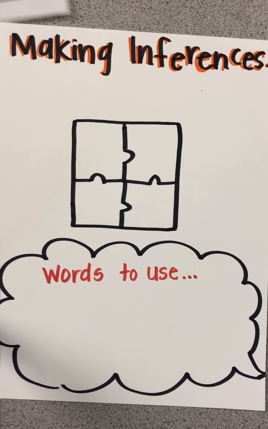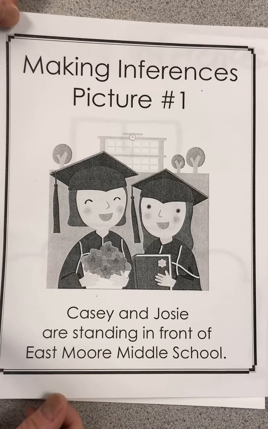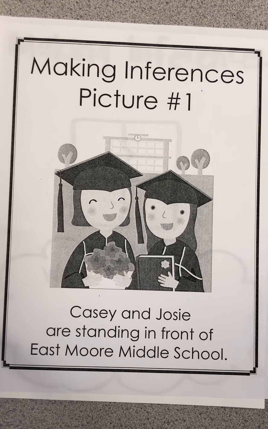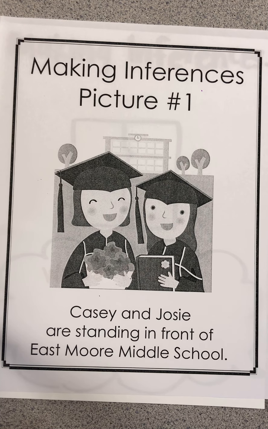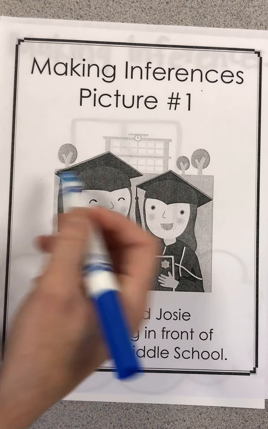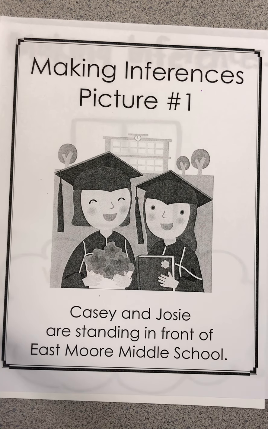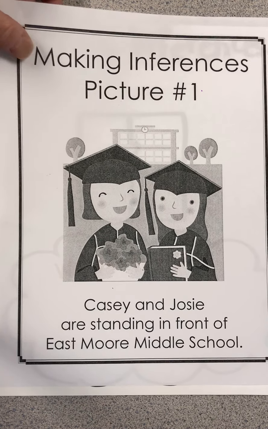Let's look at this picture, for instance. It says Casey and Josie are standing in front of Eastmore Middle School. Here's their picture. So what can you infer from this picture? What can you look at this picture and say, I know what's happening? Yeah, it looks like they're graduating. It looks like they're having a graduation. And I can infer that because they're standing in front of the school. They have graduation caps on. So that's how I know that they're graduating. So I just made an inference.